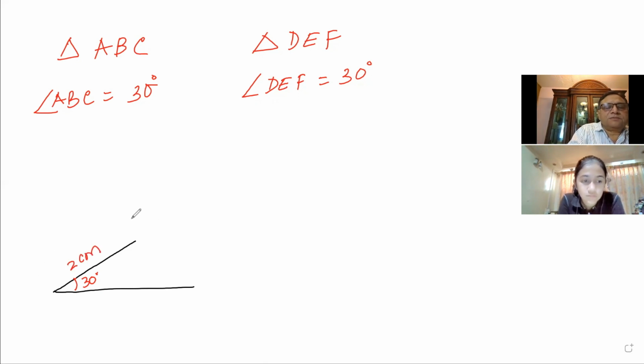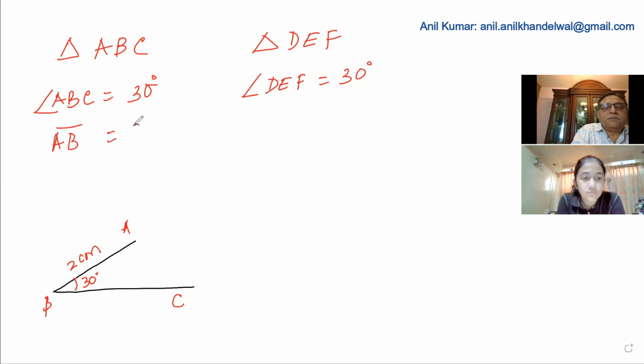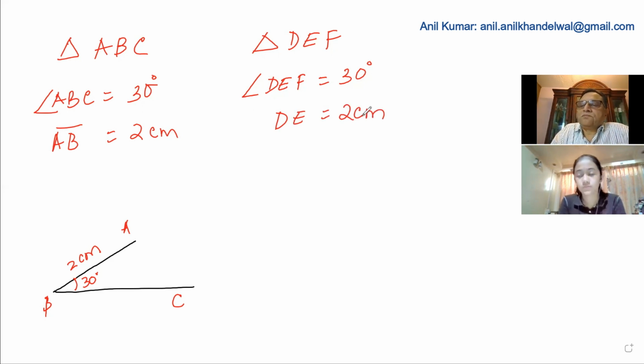So let me say this is ABC, right? Okay, so I made this side as 2 centimeters. I'm saying A to B is 2 centimeters. And similarly, D to E is also 2 centimeters. Is it okay? Yes. D to E is also 2 centimeters.